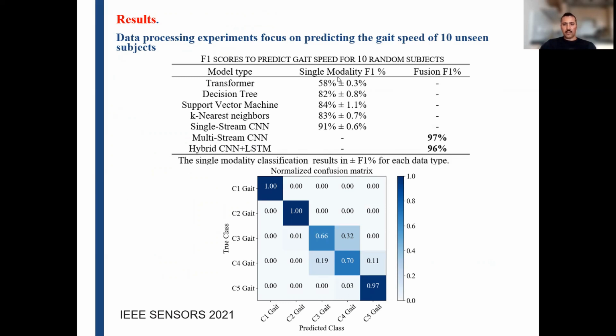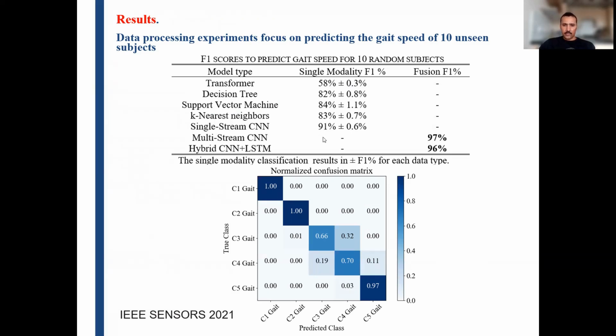These methods do the fusion, while this method is only single modality, so it only classifies 1 data. And the transformer, we achieved the lowest result, which is 58, with 1 data, and plus minus 0.3% when we change the data. So if it's reflective markers, it's plus or minus, and if it's ground reaction force, it's plus or minus, and so on. And the decision tree also performed much better than the transformers, and then so on.